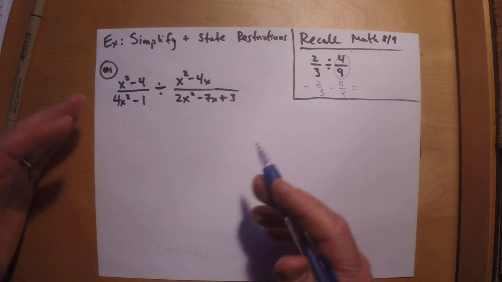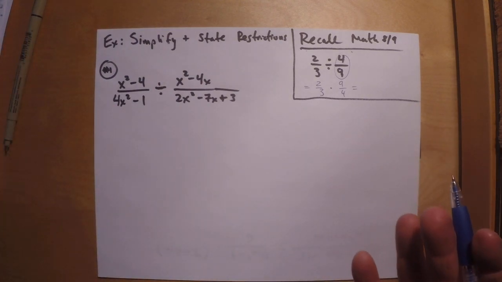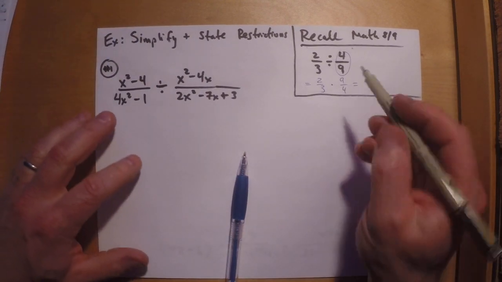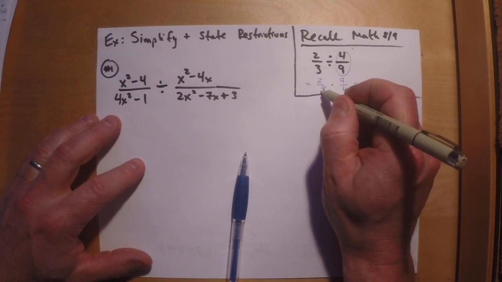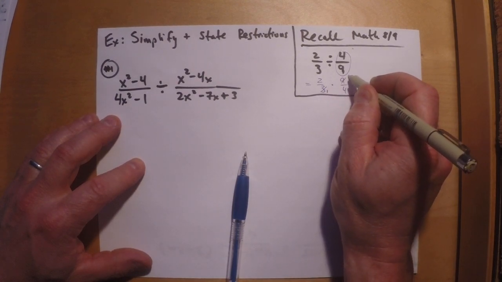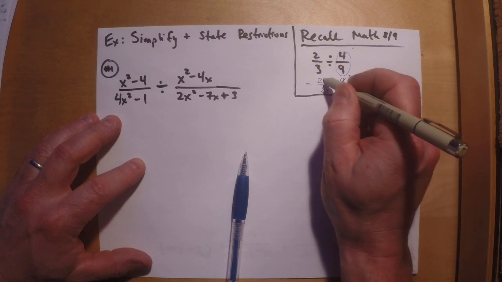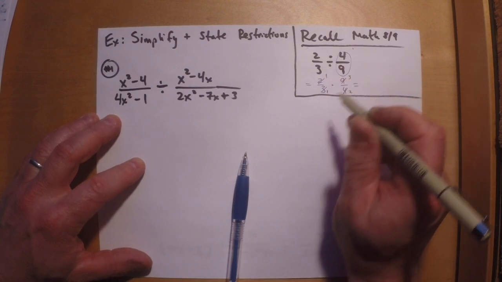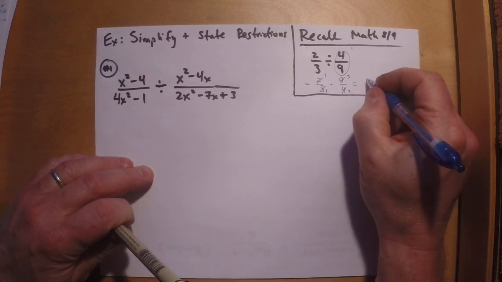And once that changes back to a times, you're just doing exactly what we just did for the first 4 examples. I would personally, 3 divides into that once, 3 divides into that 3 times, 2 divides into there once, 2 divides into there twice, and you're left with 3 over 2.